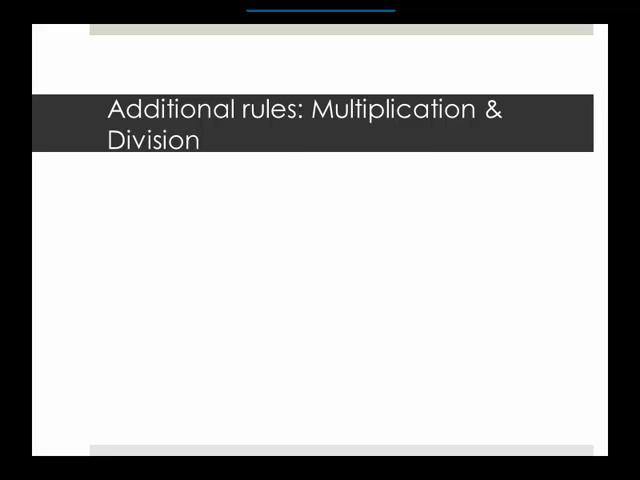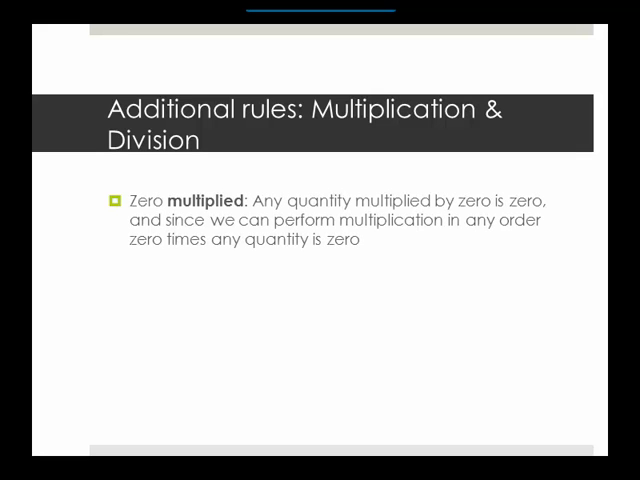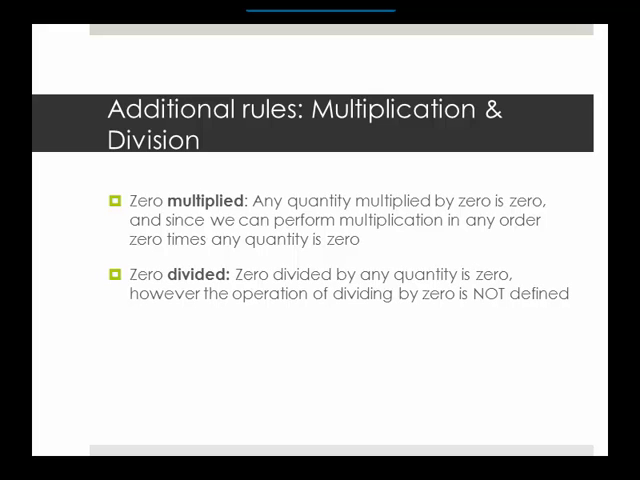There are some additional rules that we need to bear in mind. Multiplication and division. Any quantity multiplied by 0 is 0. And since we can perform multiplication in any order, 0 times any quantity is still 0. 0 divided by any quantity is 0. However, the operation of dividing by 0 is not defined. Multiplication by 1 leaves a number unchanged.